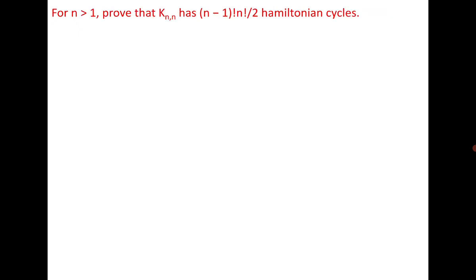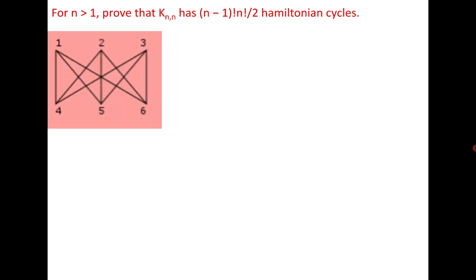This one is again very interesting. It says that the complete bipartite graph K n,n has n factorial times (n minus 1) factorial by 2 Hamiltonian cycles. How are you going to prove this one? Or the question could be to compute the number of Hamiltonian cycles in K n,n, or K 5,5, something like this.